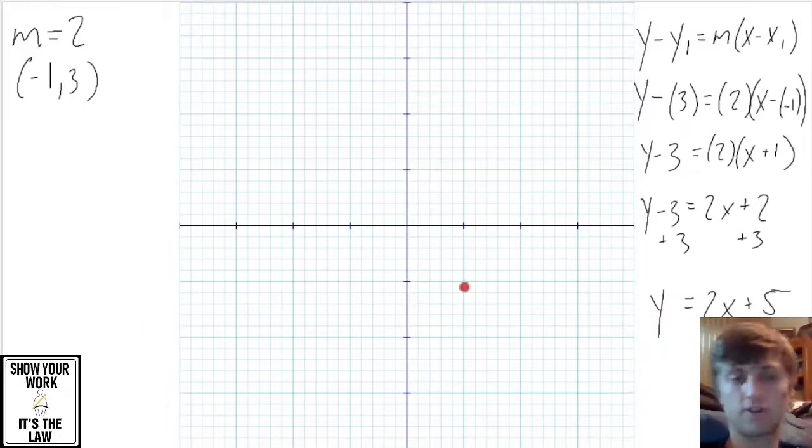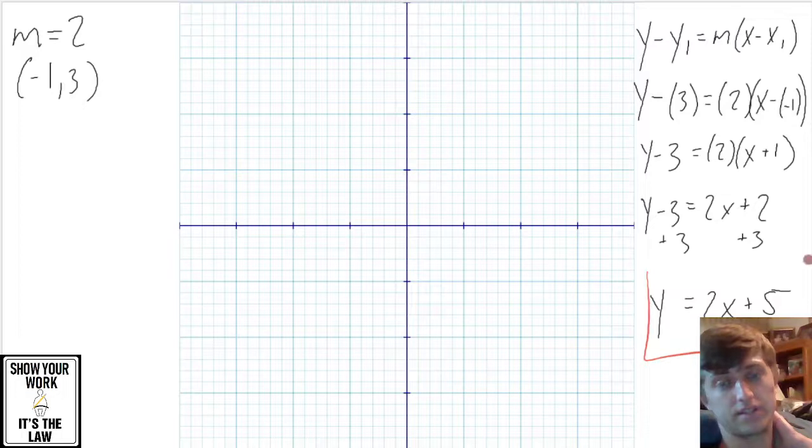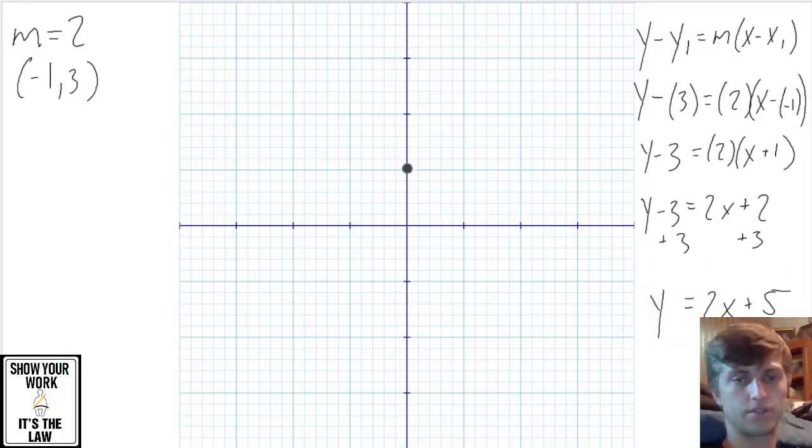And now we know how to graph this. It's in slope-intercept form now, so we just graph our intercept at plus 5. We'll go ahead and use the normal hash marks, and then we have a slope of 2, up 2 over 1, up 2 over 1, up 2 over 1, and then keep going.